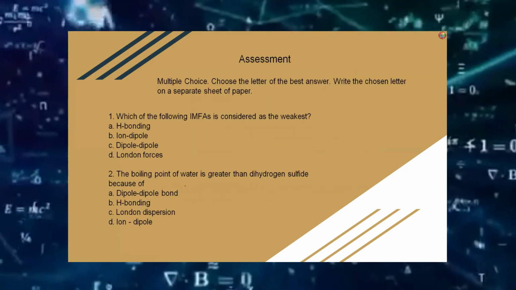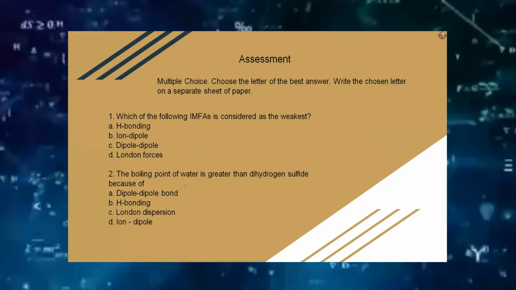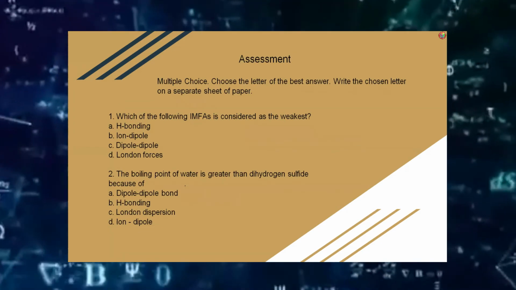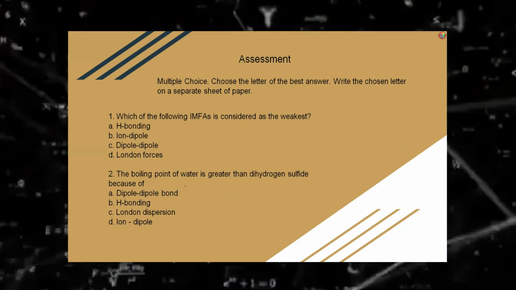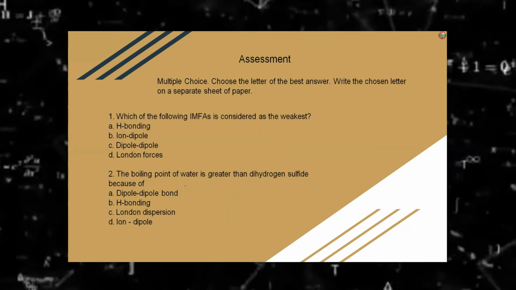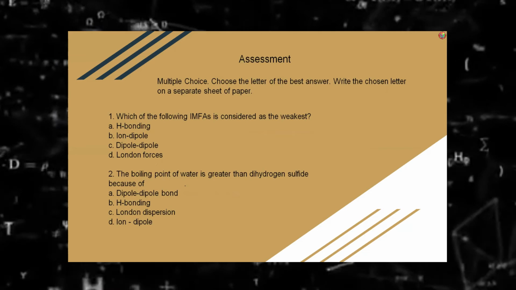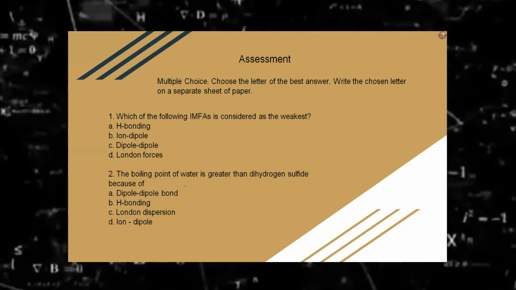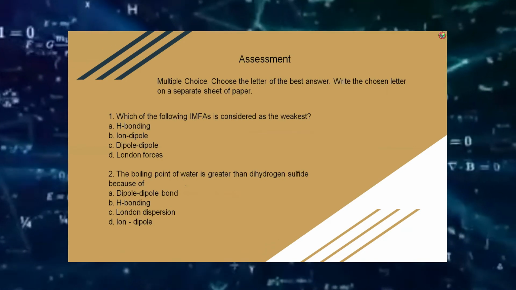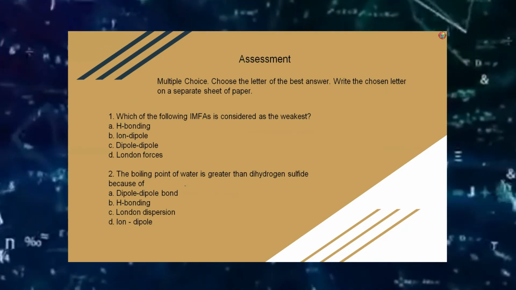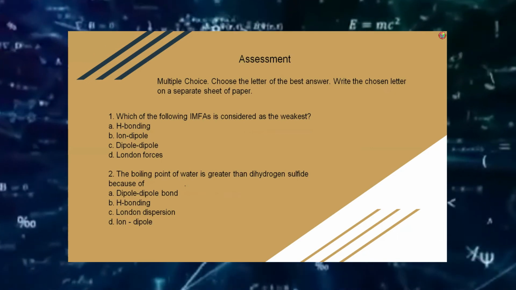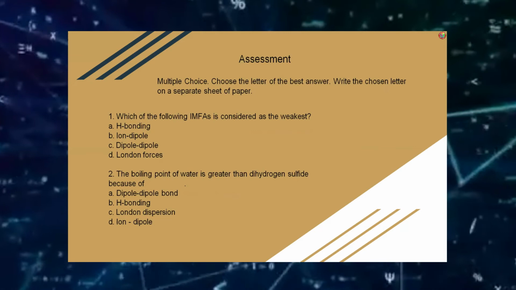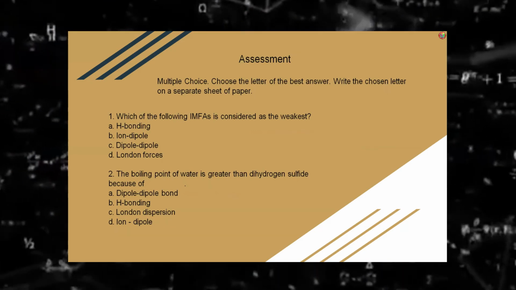Now for the assessment, so choose the letter of the best answer. Write the chosen letter on a separate sheet of paper. For number 1, which of the following IMFAs is considered as the weakest? A, hydrogen bonding. B, ion dipole. C, dipole-dipole. D, London forces. 2, the boiling point of water is greater than the dihydrogen sulfide because of A, dipole-dipole bond, B, H bonding, C, London dispersion, D, ion dipole.